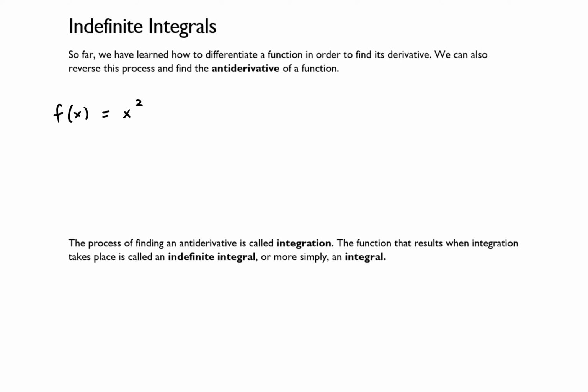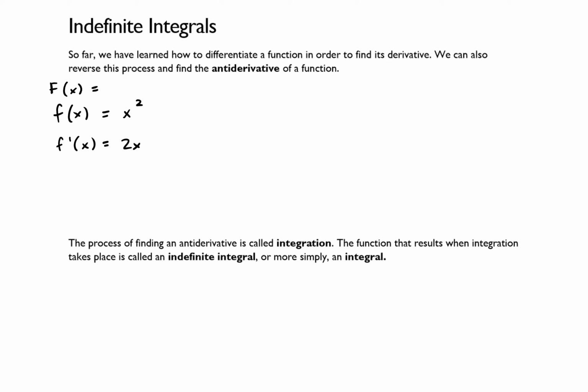Sometimes you'll see that the antiderivative, in a textbook or elsewhere, is denoted with a capital F. So, normally what we do is if we have the function f of x, we take the derivative f prime of x, and that's equal to 2x.